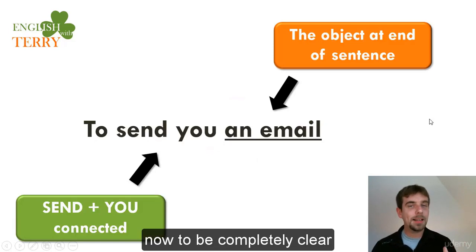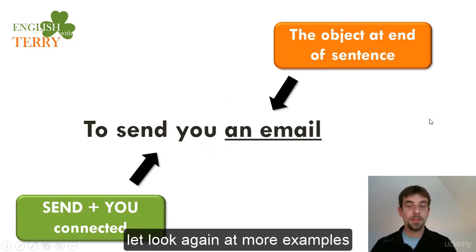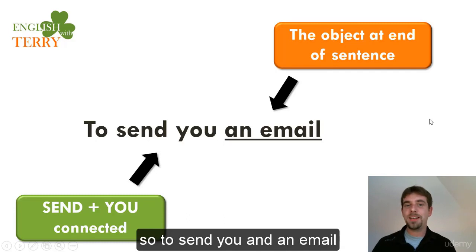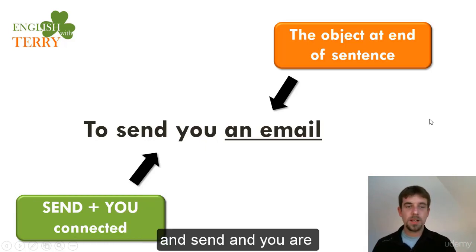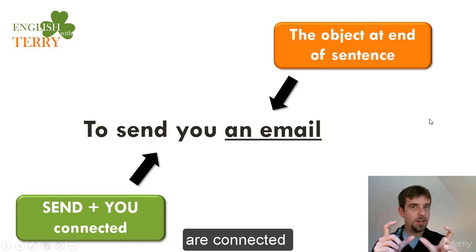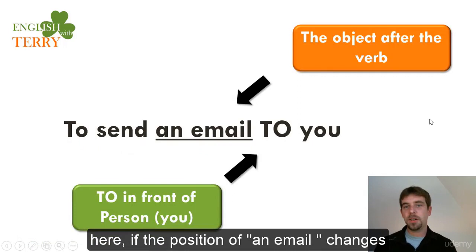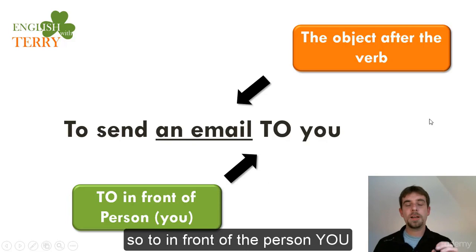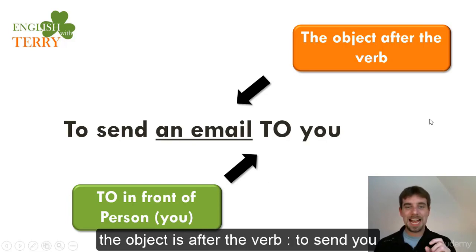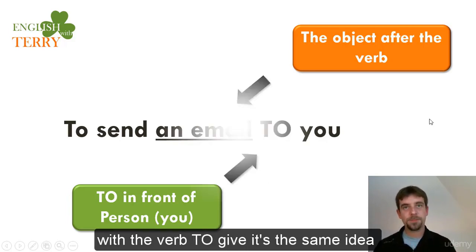Now, to be completely clear, let's look again at the examples. So, to send you an email: the object is at the end of the sentence, and send and you are connected. Here, the position of an email changes in the sentence: to send an email to you. So to is in front of the person, you, and the object is after the verb, okay?